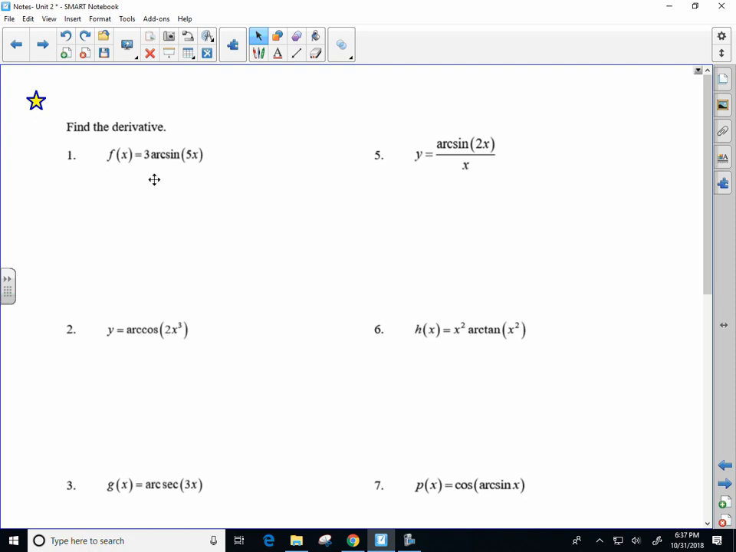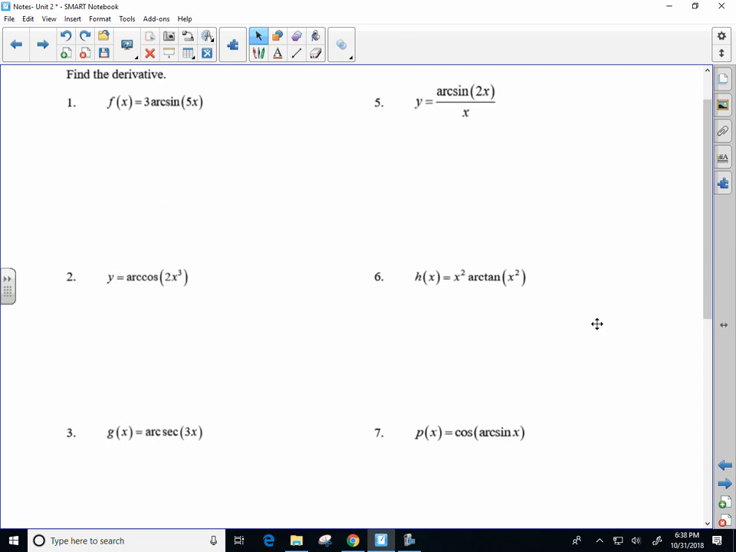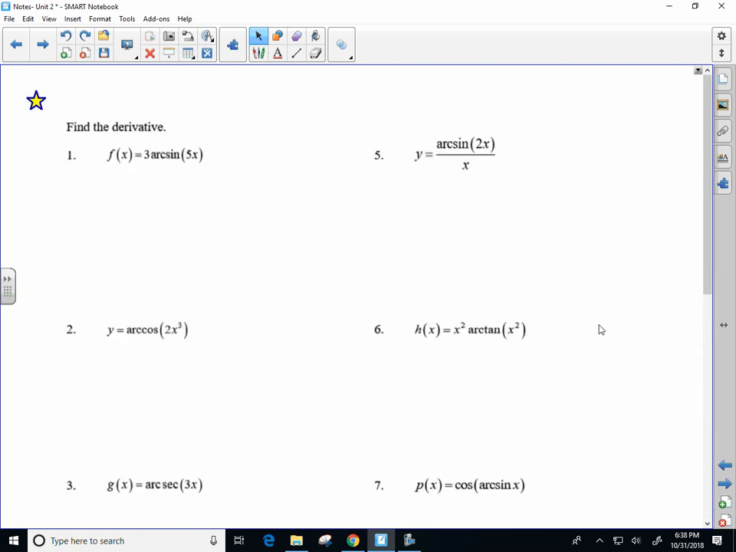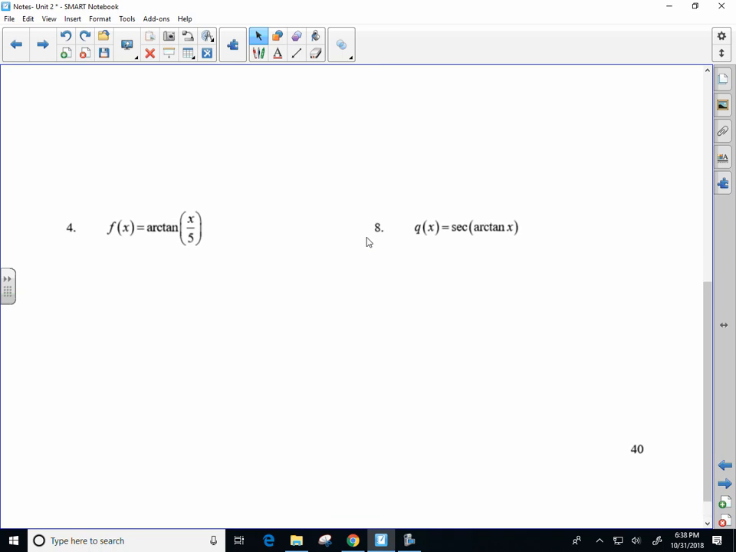Let me see. Number 5 and number 6, I think those are the juicier ones because they involve quotient rule and product rule. But the other ones work pretty much the way they did on the previous page. So 44.